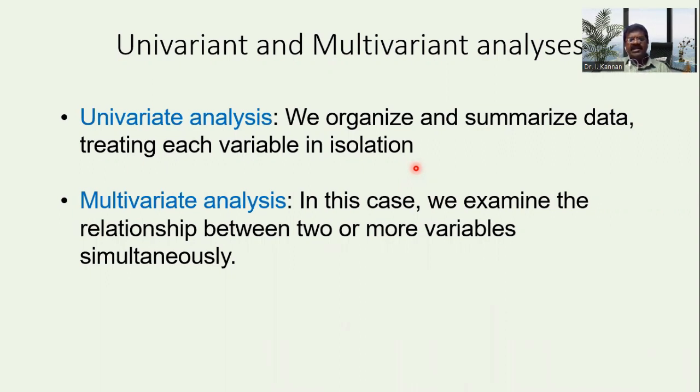And in multivariate analysis, we examine the relationship between two or more variables. So you take two or more variables simultaneously and analyze them. If you analyze these variables together, maybe two or more, we call it multivariate analysis. If you analyze the relationship between two variables alone, we call it bivariate. So these terms you can see inside the statistical packages. So you should understand this terminology, what is univariate analysis and multivariate analysis.